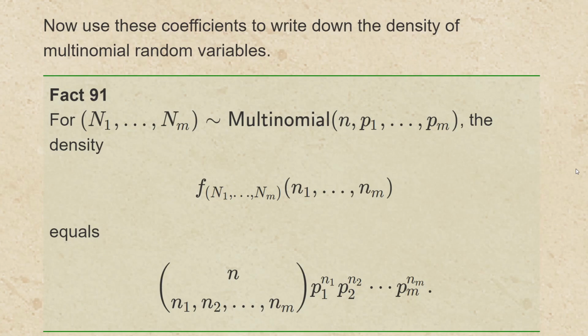That's because p sub 1 to the n sub 1 times p2 to the n sub 2 and so on is the probability of getting a particular outcome with n1 1s, n2 2s, up through n sub m m's. And then the n choose n sub 1 up through n sub m is the number of such sequences that result in those particular counts.